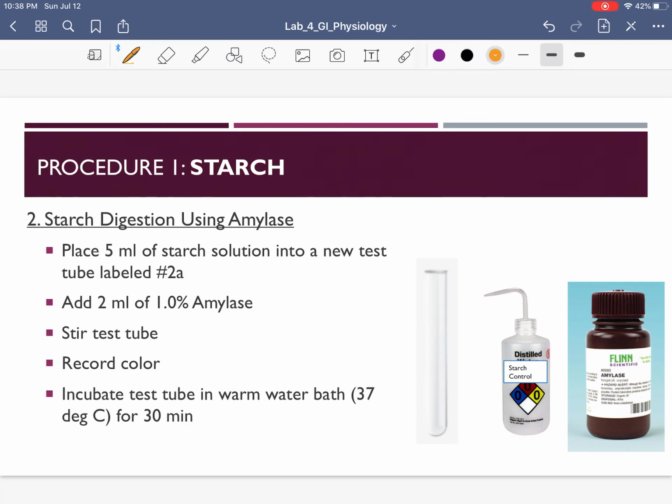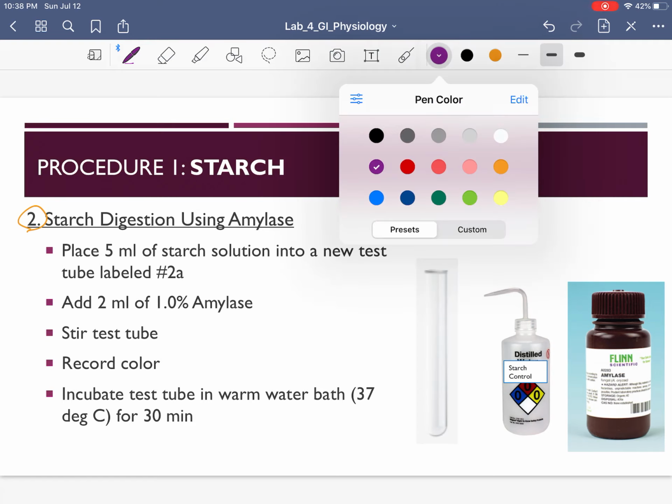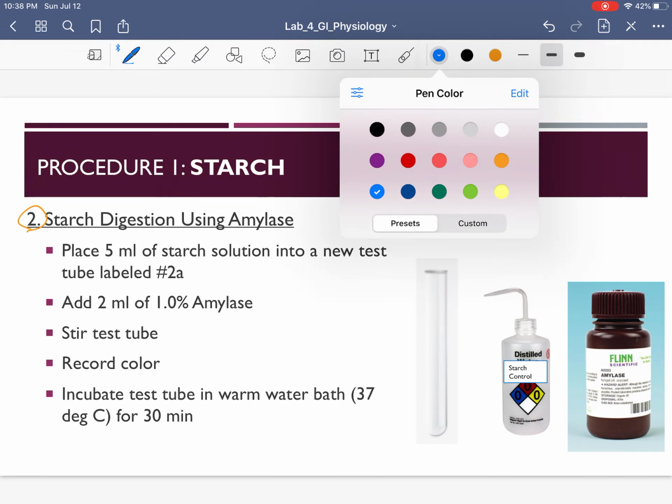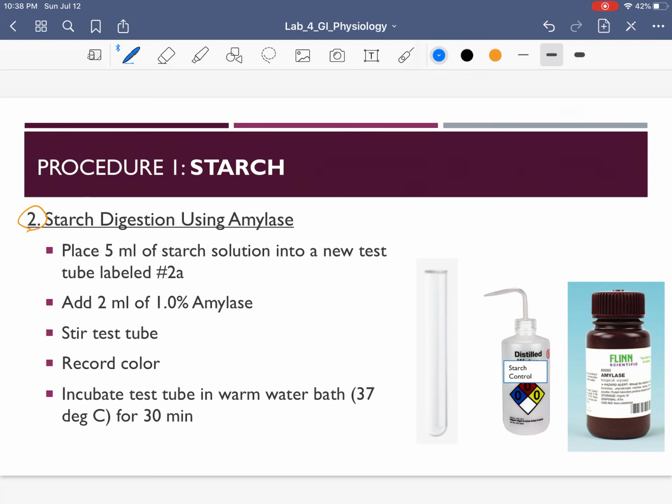Now that we've done our control, we're ready for the actual experiment. What we'd be doing in the lab is we would be taking 5 mils of the starch solution and placing 5 mils of the starch solution into a test tube. And it tells me to label this test tube because we're going to be working with a lot of test tubes. So we better label it. So to our test tube labeled number 2A, we added 5 mils of our starch. This is what we said we were going to do at the beginning.